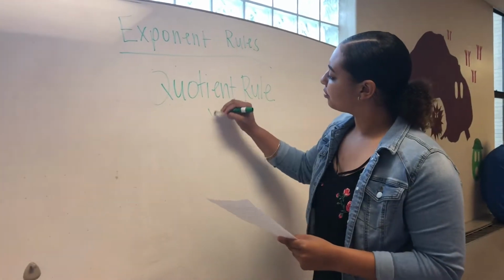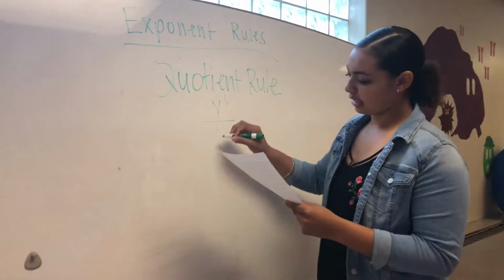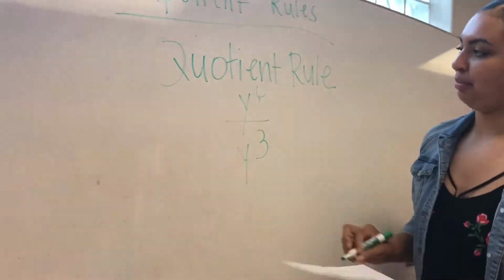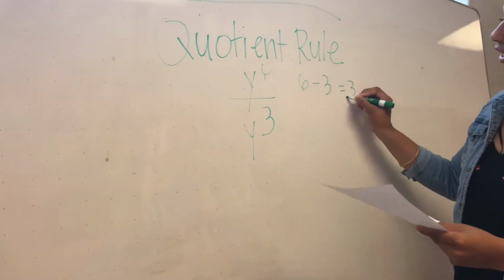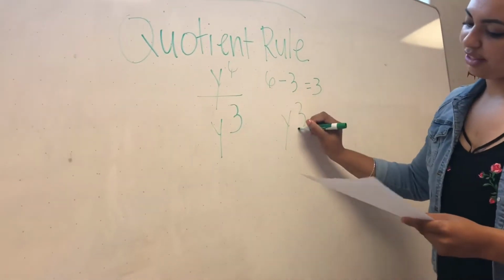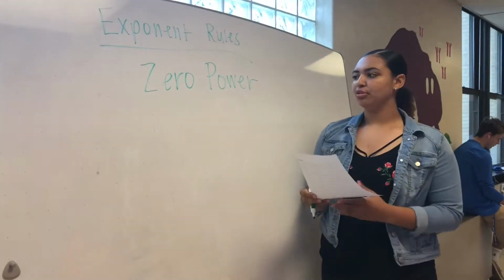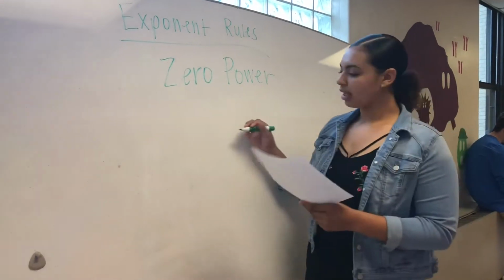And all you do is subtract the exponents. So 6 minus 3 equals 3. And you get y to the third. Third exponent rule is the zero power.